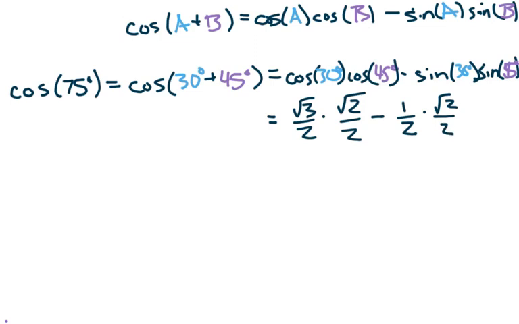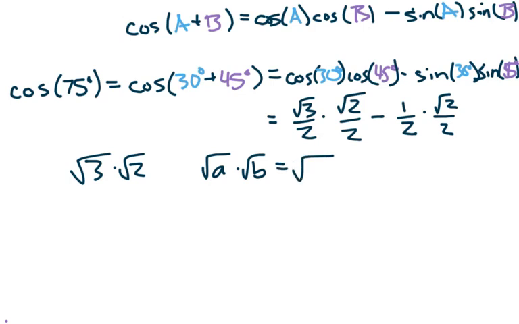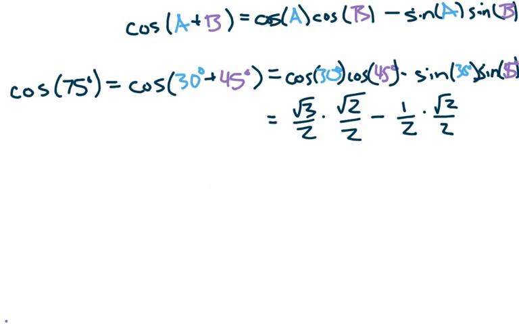Now remember that multiplying fractions means top times top over bottom times bottom. Remember also that the square root of 3 times the square root of 2, just like any time you take a product of two real square roots, is equal to the square root of the product. So the square root of 3 times the square root of 2 is equal to the square root of their product, 6. So root 3 times root 2 means root 6, and denominator times denominator, 2 times 2 is 4. On the other side, 1 times root 2 is just root 2 over 4.